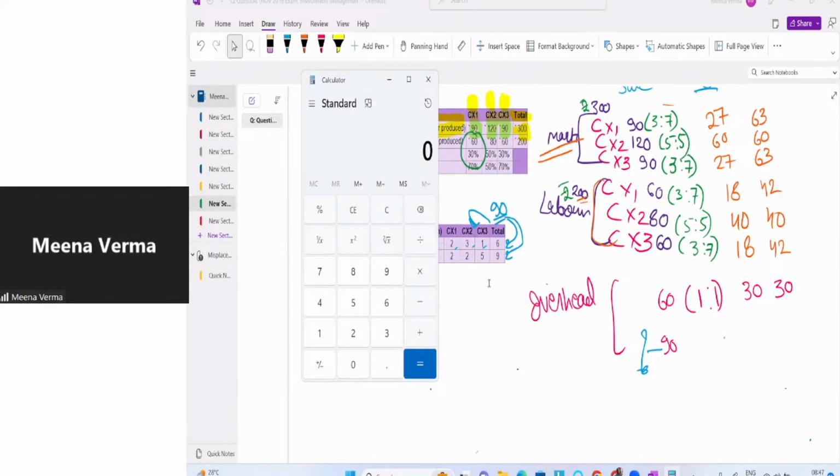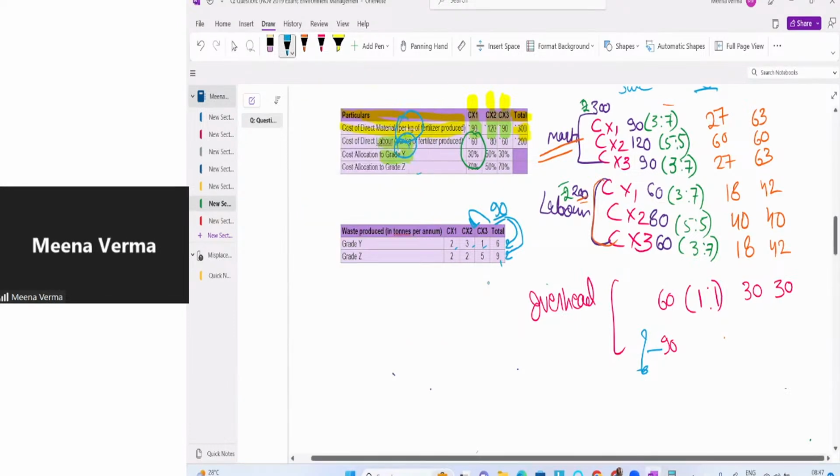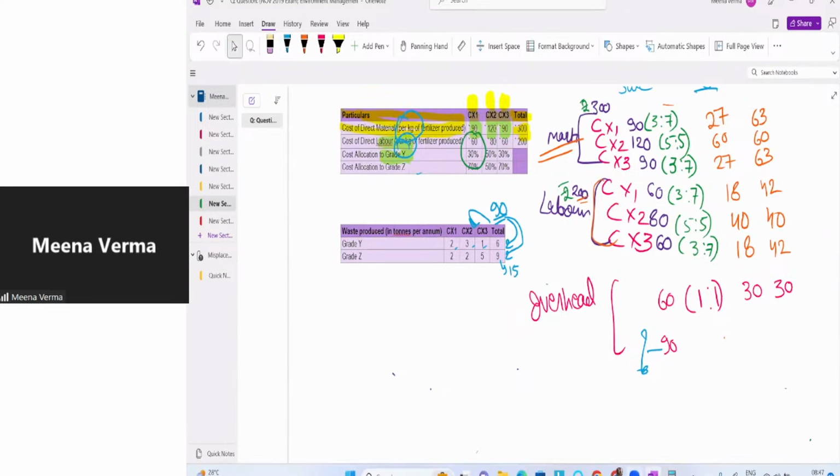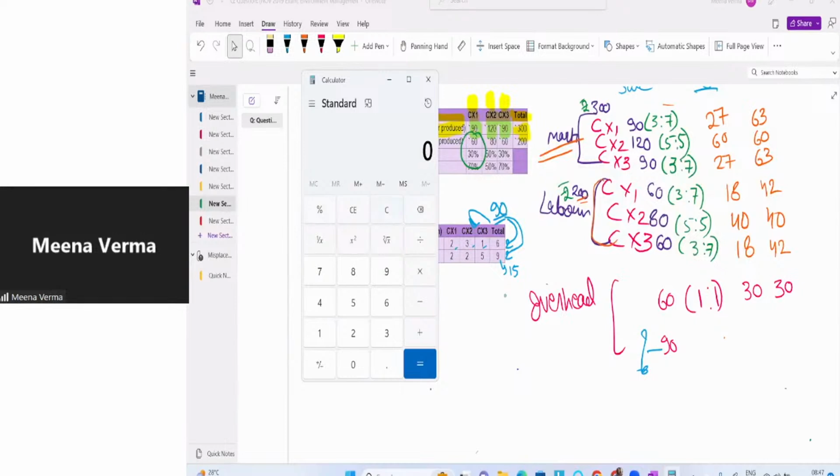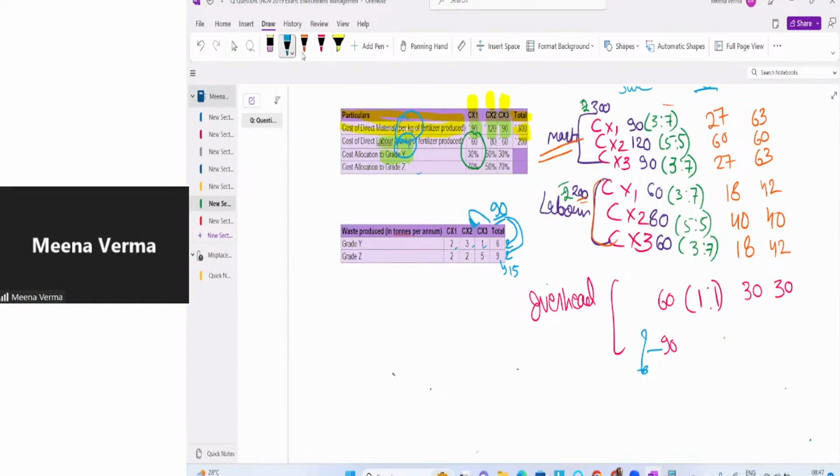So first we have 6 plus 9, which is 15. So 90 into 6 divided by 15 comes to 36 here, and 90 minus 36 is 54. So 36 and 54. For this one it is 36, and for this one it is 54.